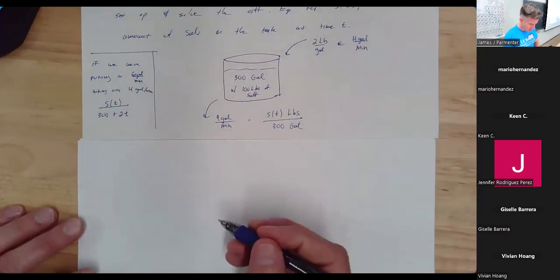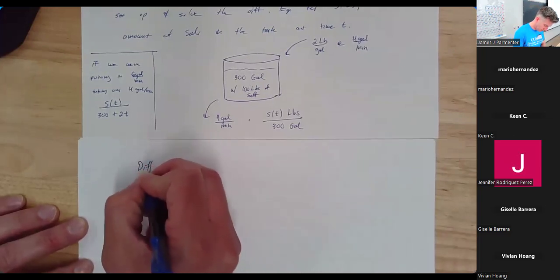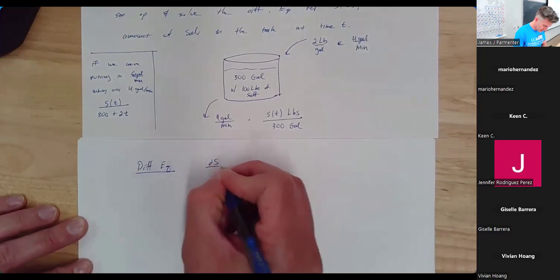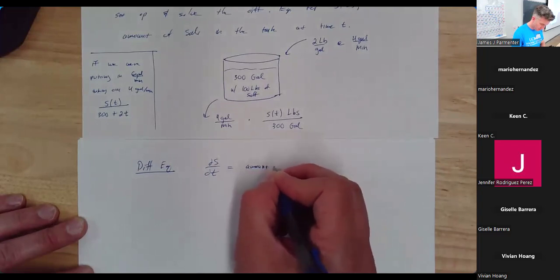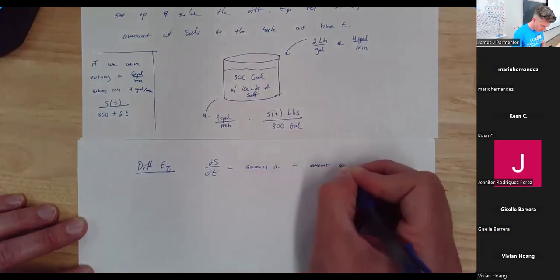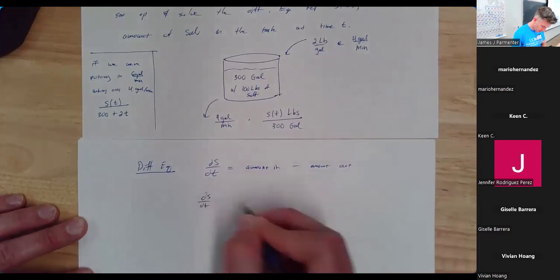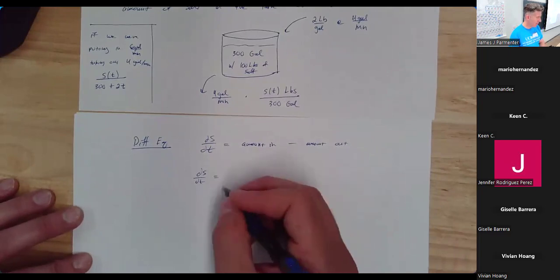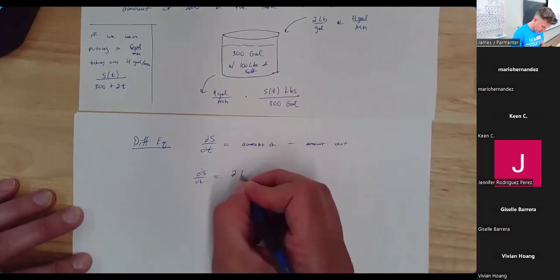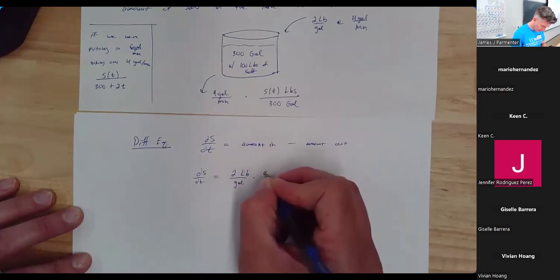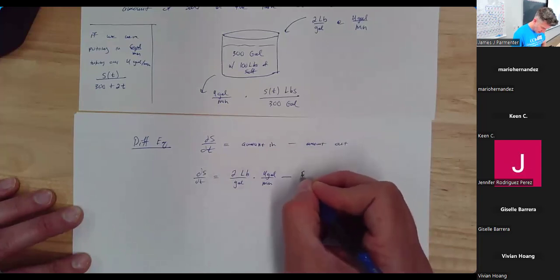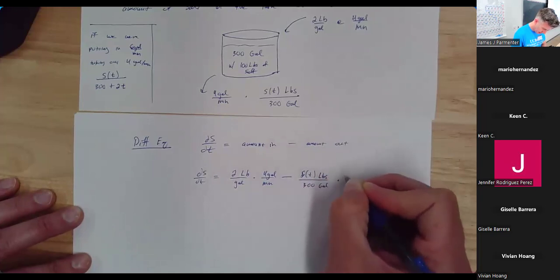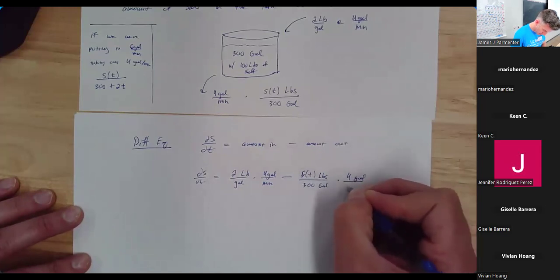So for this situation, we're going to say that our differential equation, dS/dT, the rate of change of salt, is the amount of salt going in minus the amount of salt going out, which in this case happens to be, I don't think you need to write the units here, but I'm going to write the units because I like to write the units the first go around. 2 pounds per gallon times 4 gallons per minute minus S of T pounds per 300 gallons times 4 gallons per minute.